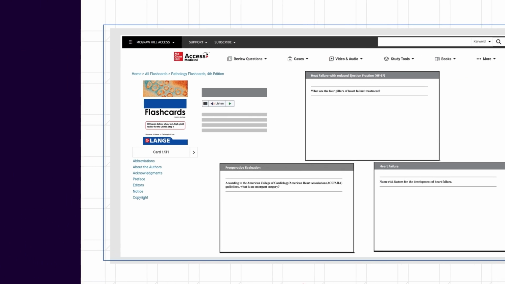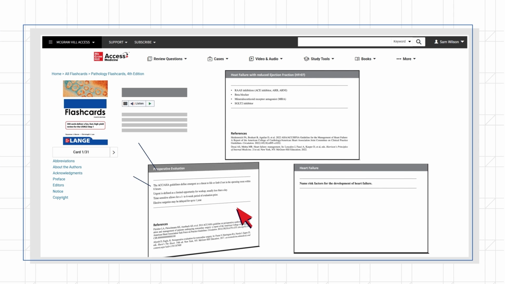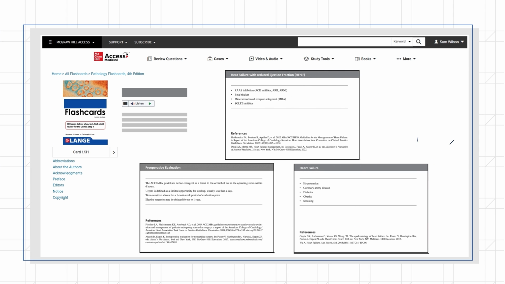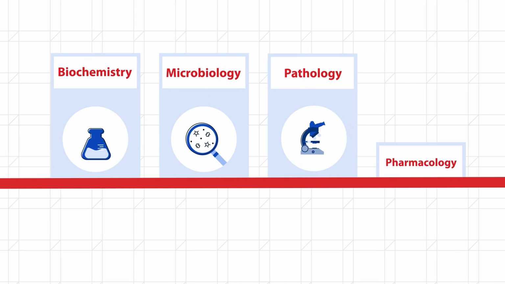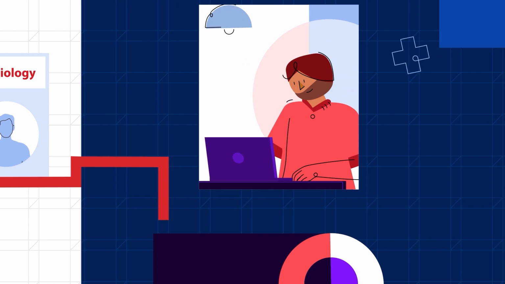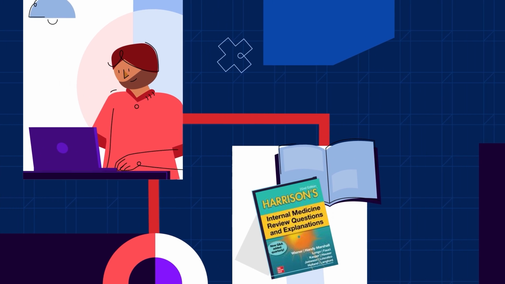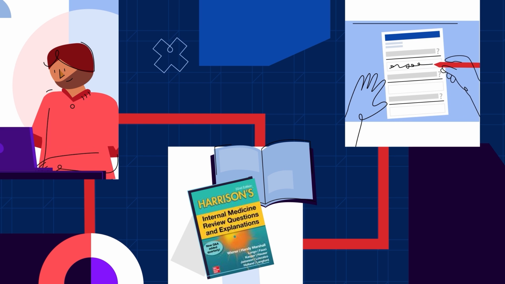Interactive flashcards are perfect for memorizing, comprehending, and applying important details across various medical subjects, from biochemistry and microbiology to pathology, pharmacology, and physiology. With Access, I can confidently identify my knowledge gaps, study efficiently, and walk into the exam room feeling prepared and in control.